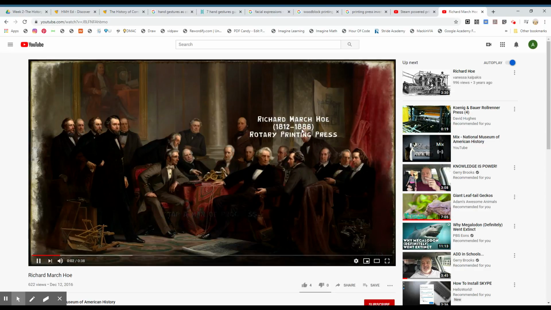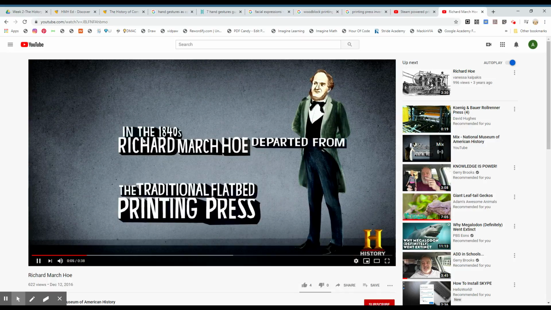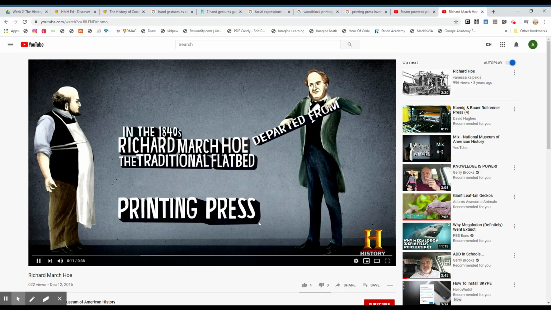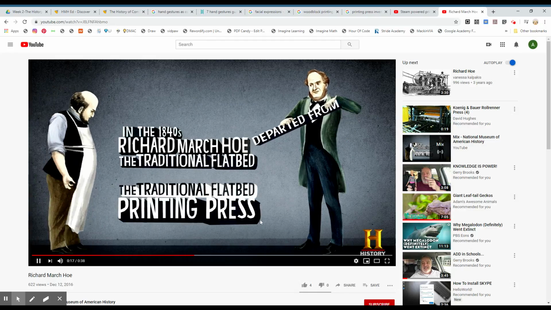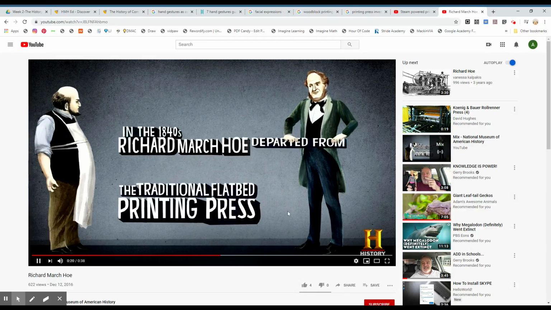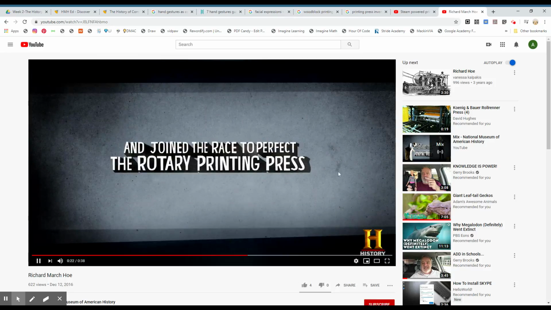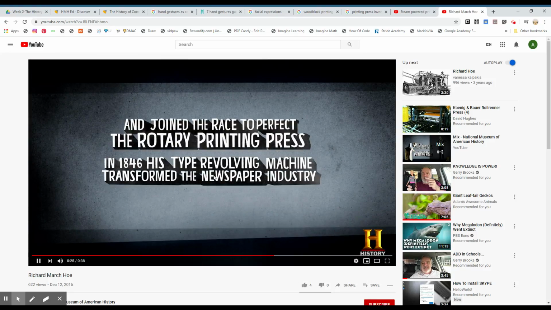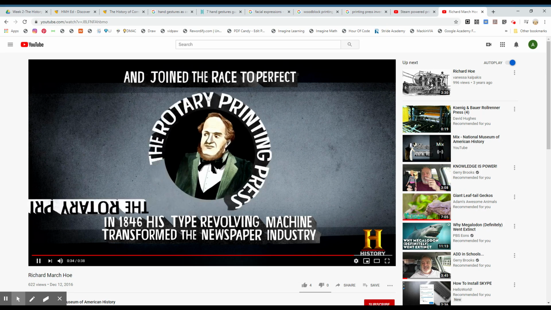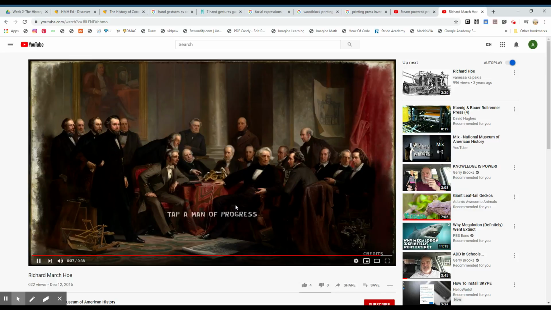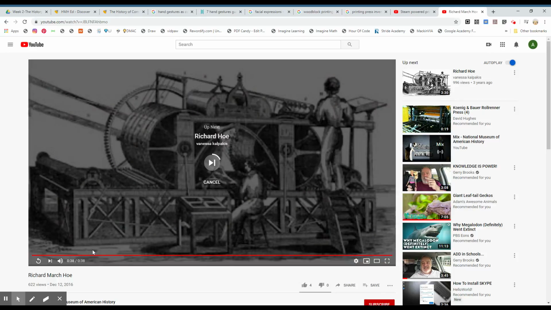It says Richard March Hoe, 1812 through 1886. In the 1840s, Richard March Hoe departed from the traditional flatbed printing press. This is how they were printed, boys and girls. Individual pages had to be cut, he wasn't happy with that, and joined the race to perfect the rotary printing press. In 1846, his type revolving machine transformed the newspaper industry. He had this idea, a different design. And this is the machine, boys and girls.